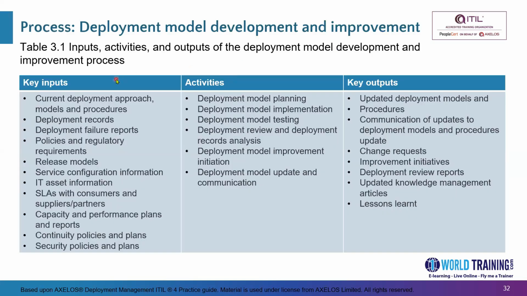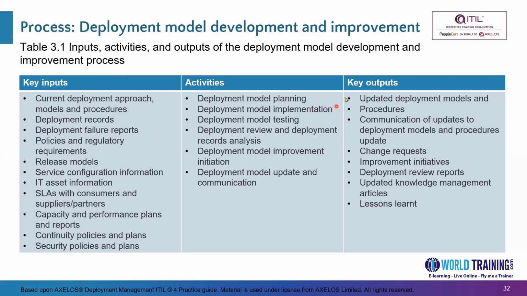Here is the table of the inputs, activities, and outputs for this process of the model development and improvement. Now, in this section 2 or lesson 2, we have 2 tables. One is for this process, and we have a table for the second process. And we will also see there is a table for the deployment management involvement in the value streams. As you can see, there are a lot of inputs, activities, and outputs in this process. Many of them are actually intuitive or logical.